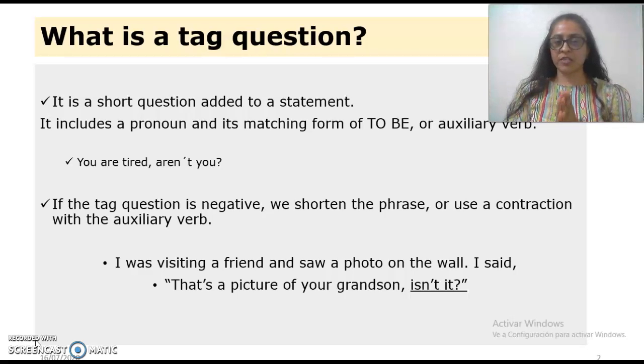We have this situation. I was visiting a friend and saw a photo on the wall. I said, "That's a picture of your grandson, isn't it?" You see, if we identify the verb there is, and when we construct the tag question, we use the form of this plus not and the corresponding pronoun, which is it.